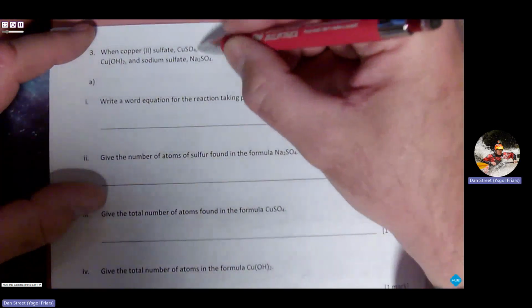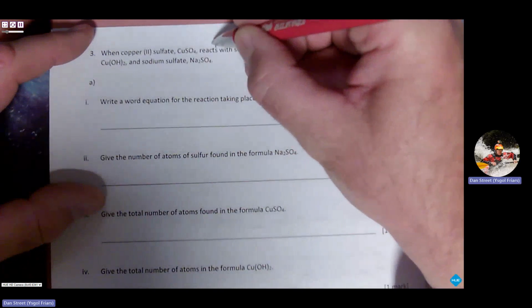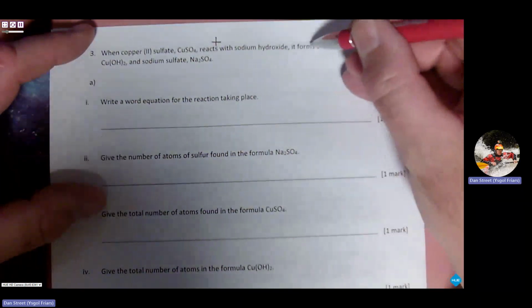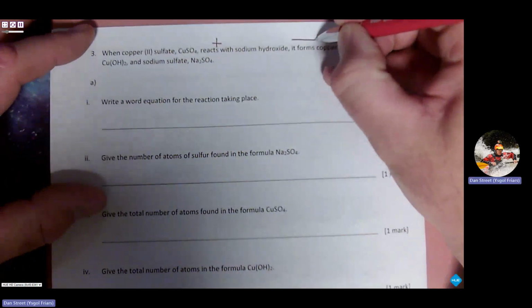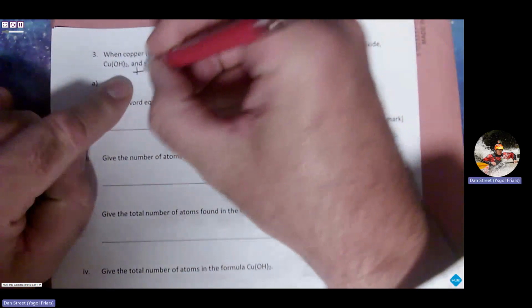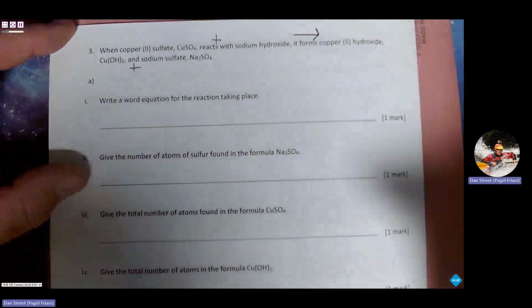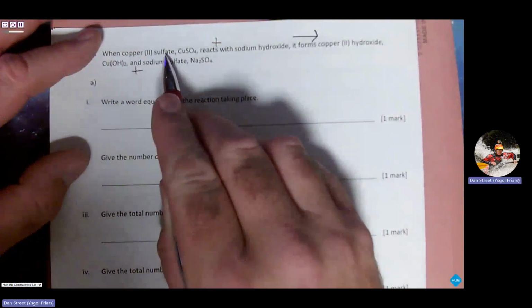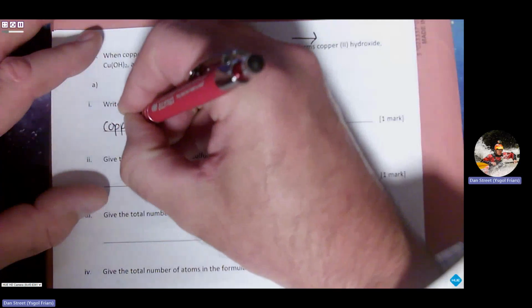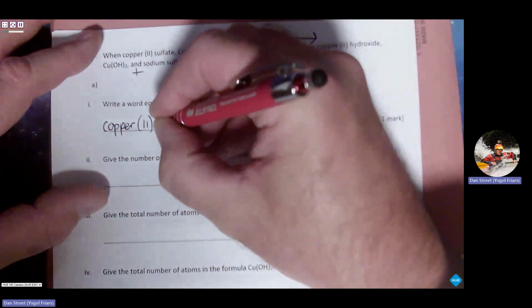So where it says reacts with, in chemistry we could replace that with a plus symbol. It forms, well, that's going to be an arrow to say a chemical reaction's happened, and the word and, we could also put a plus symbol there. So what I'm suggesting is that we've got copper sulfate, and we might as well copy it completely. That's copper 2 sulfate.